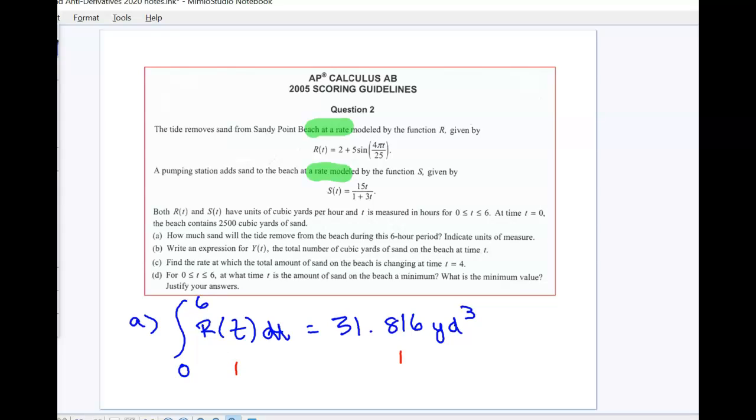Now, in part B, they want us to write an expression for y of t, the total number of cubic yards of sand on the beach at any time t. We have to read our question carefully because it says at time 0, there was 2,500 cubic yards of sand on the beach. So basically, to figure out the total amount of sand on the beach, we start with 2,500, we add the sand that's being pumped onto the beach by the pumping station, and we subtract the sand that's being removed by the tide.